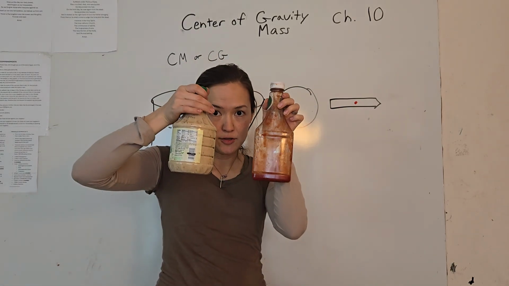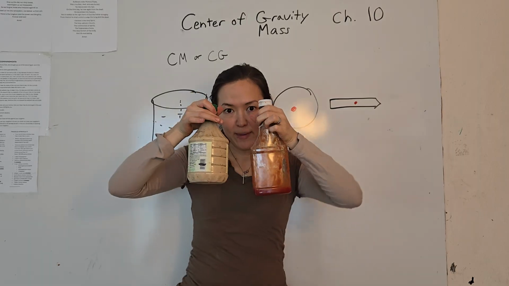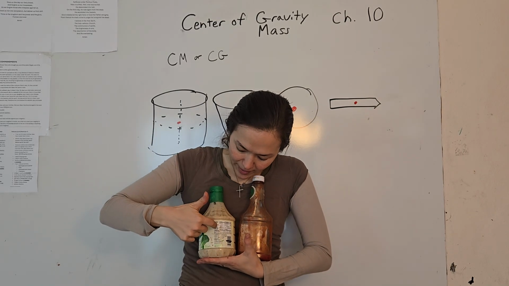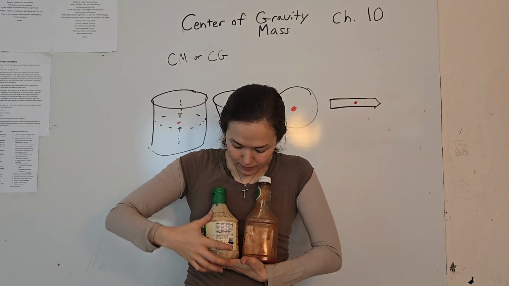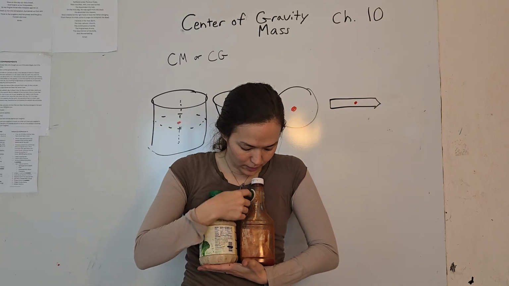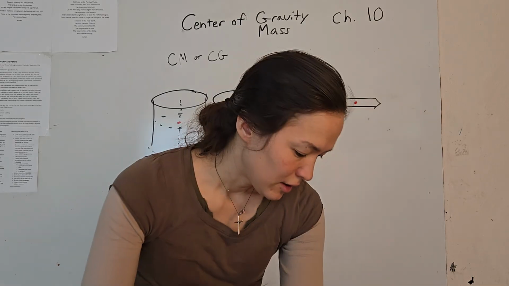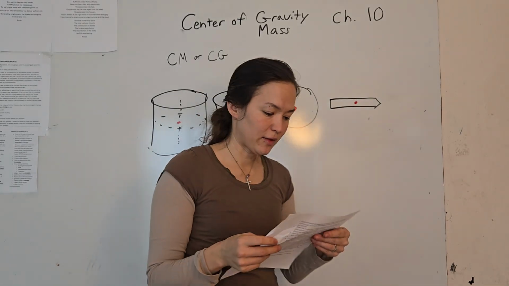So here I'm going to use the salad dressing bottle. This is full. So the center of mass for the salad dressing is probably more like about here, much higher up, because it's got all this stuff on top and below. The ketchup bottle mostly has stuff on the bottom, so its center of mass is much, much lower. That's the center of mass, or center of gravity is what they call it.